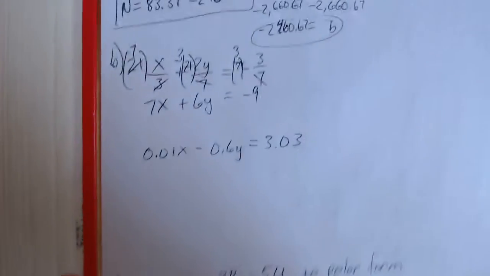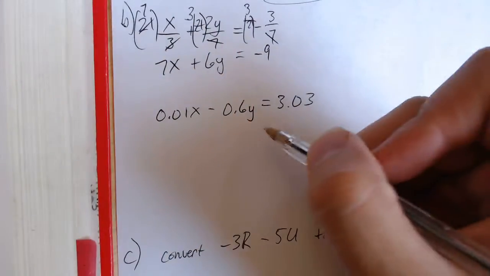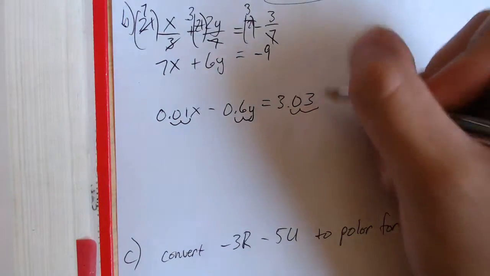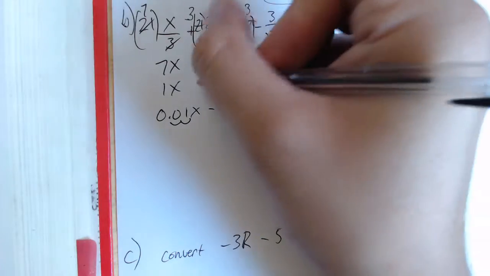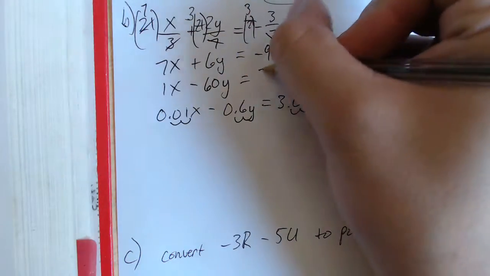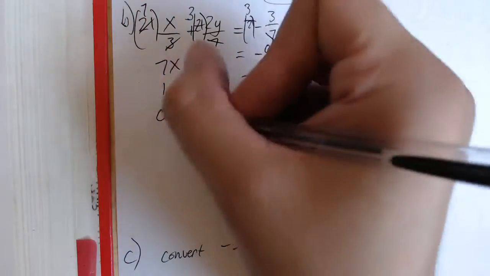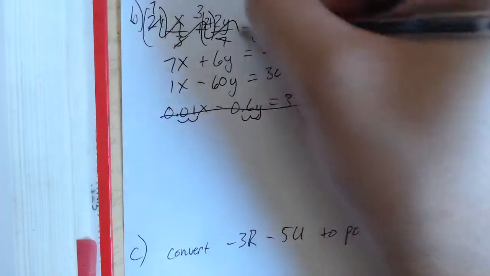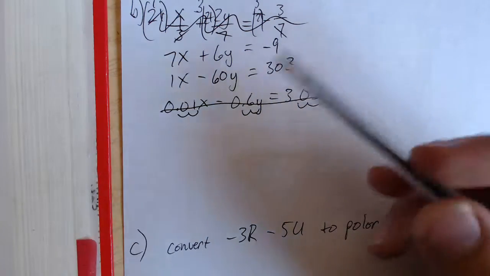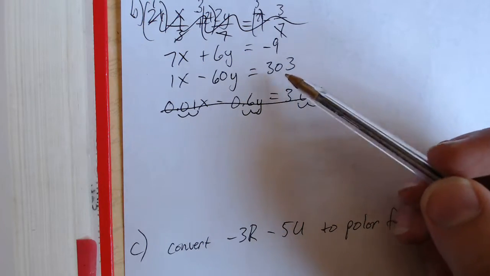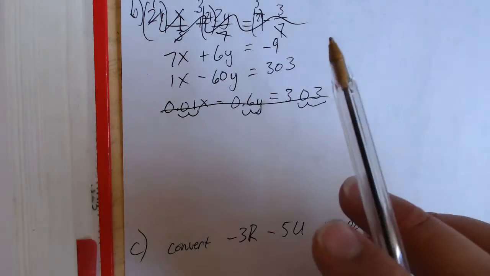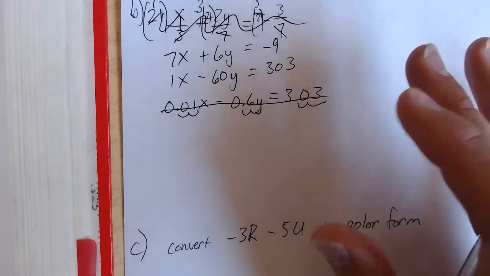Now for the bottom equation, I can rewrite that by multiplying everything by 100. So I'm just going to move all the decimal places 2 spaces. That gives me 1x minus 60y equals 303. And then I'm done with these two crazy looking equations, and I've got some simpler looking equations. From here you can go ahead and solve using substitution or elimination, but the key thing is rewriting each equation in terms of whole numbers. I'm not going to go over substitution and elimination because you should be very good at that by now.